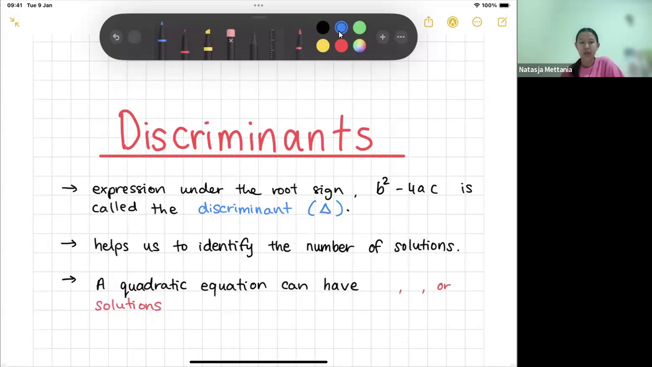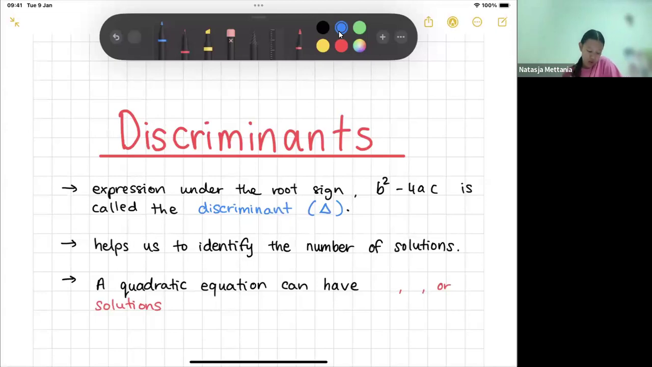Discriminants help us to identify the number of solutions from a quadratic equation. In the last few lessons, I talked about how quadratic equations can have two different solutions. That is true. However, quadratic equations can have at most two.